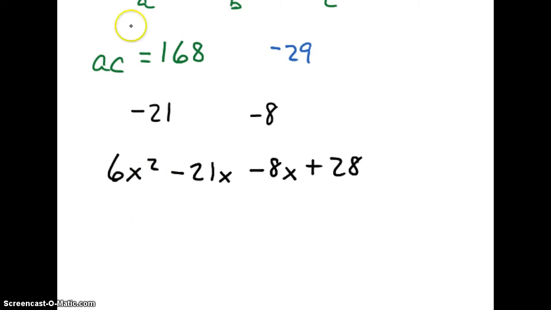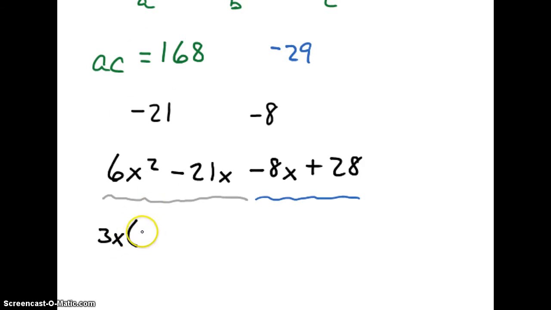The first thing I'm going to do for this is view these as two separate entities. I'm going to look at this as one chunk of stuff, and I'm going to look at this as another chunk of stuff. I'm going to factor out whatever I can from this first binomial. I'm viewing this as a binomial plus another binomial. I can factor out a 3. 3 goes into both 6 and 21. And also x goes into x squared and x. And then I look at what I have left over.